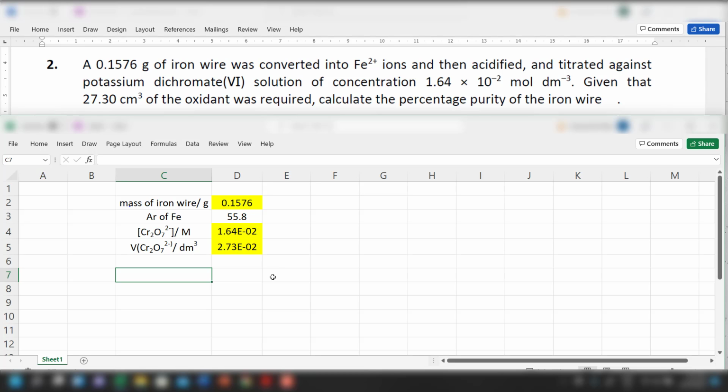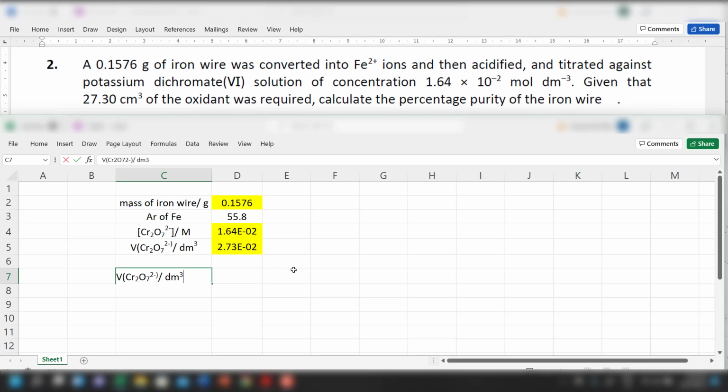Then we are required to calculate the percentage purity of the iron wire. So first of all, what I'm going to do is determine the amount of dichromate present in 27.30 cubic centimeters. So that's the number of moles. So I'm just going to copy this, change to number of moles, and then this is amount.